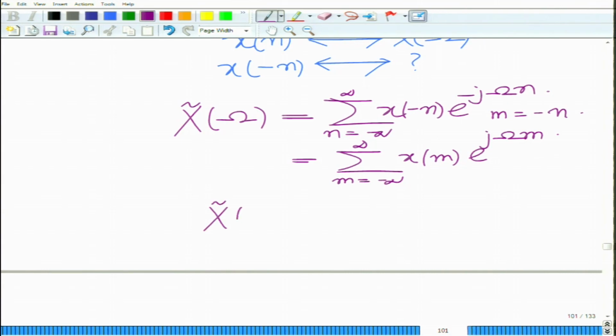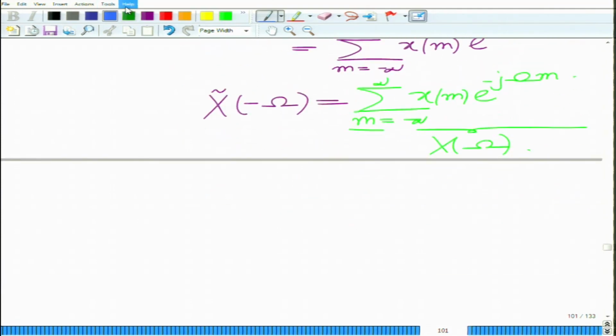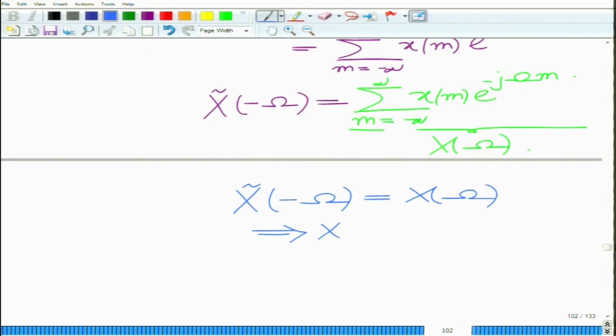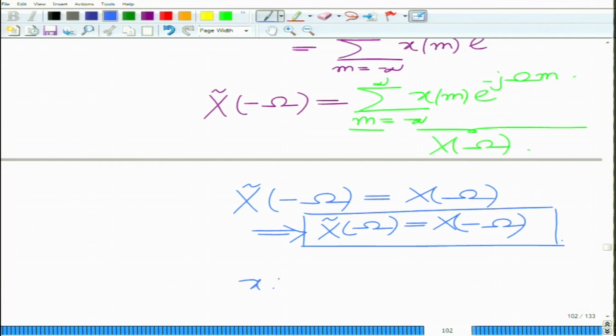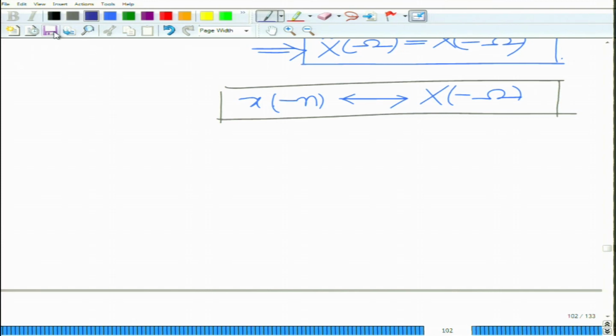and therefore X tilde of minus omega equals summation m equals minus infinity to infinity x[m] e raised to minus j omega m, that is X(omega). So, we have X tilde of minus omega equals X(omega), which implies X tilde(omega) equals X(minus omega). So, basically x[-n] has the DTFT X(minus omega), all right.